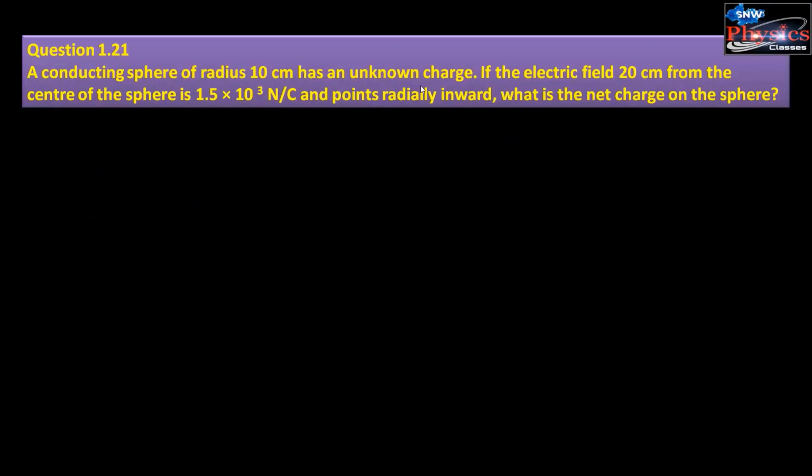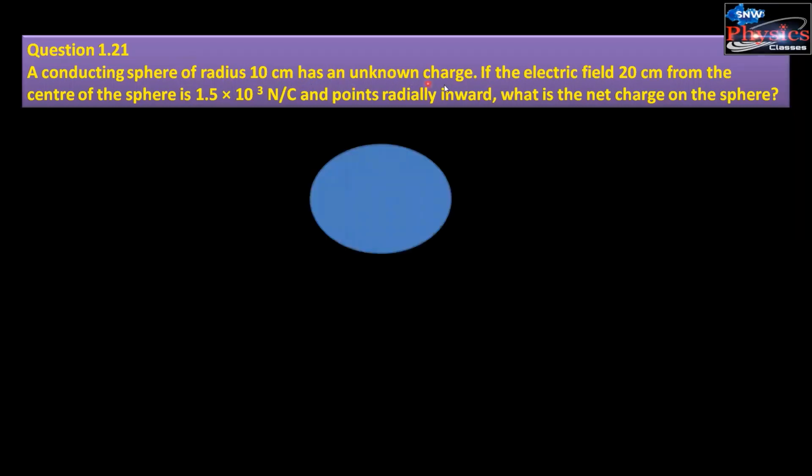Question number 1.21. A conducting sphere of radius 10 centimeter has an unknown charge. Here is a conducting sphere whose radius is 10 centimeter. If the electric field 20 centimeter from the center of the sphere is 1.5 into 10 to the power 3 Newton per coulomb and points radially inward, what is the net charge on the sphere? Let us suppose a point P which is 20 centimeter away from the center of the sphere, then we have to find out what is the net charge on the sphere.